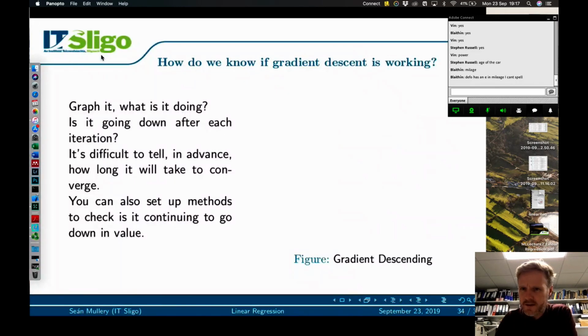How do you know if gradient descent is working? Okay, because the other one you can just calculate straight to 0. How do you know if gradient descent is working? So one of the things is: is it going down after each iteration?